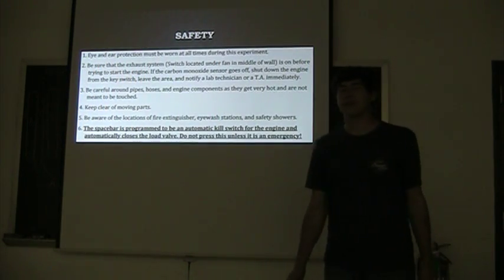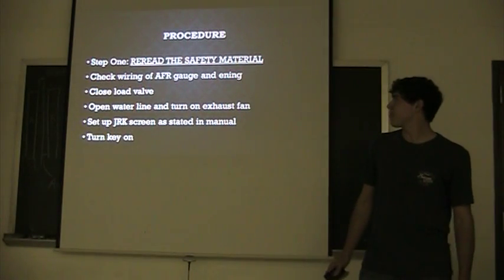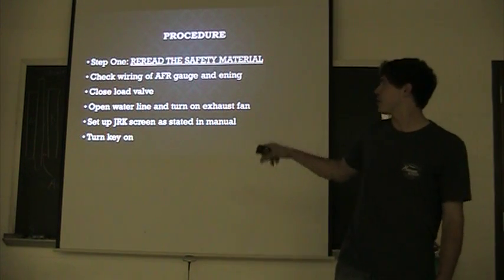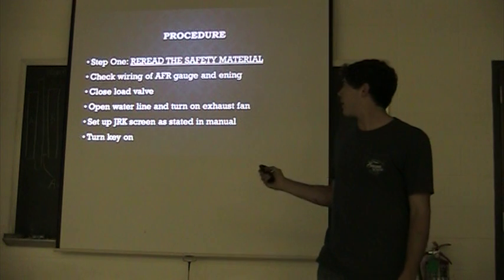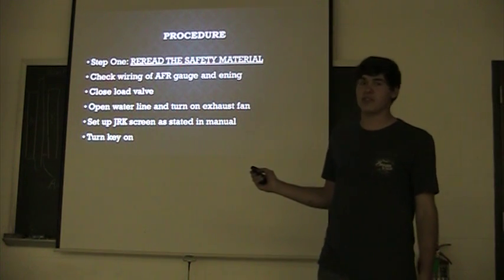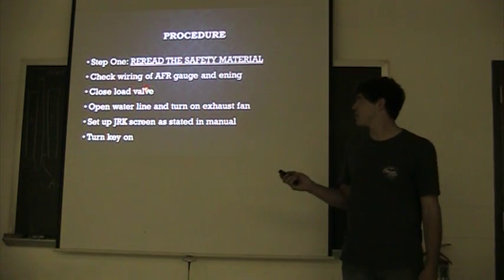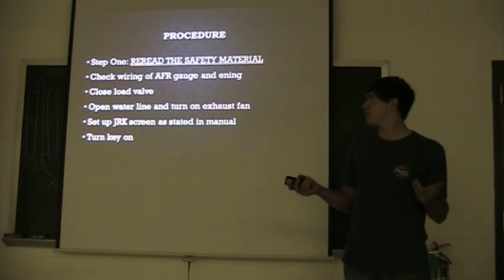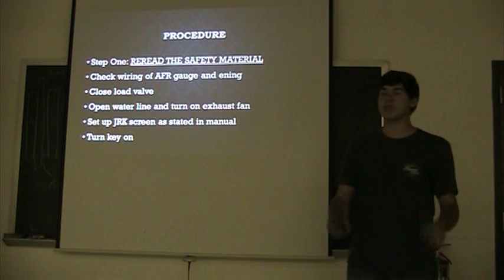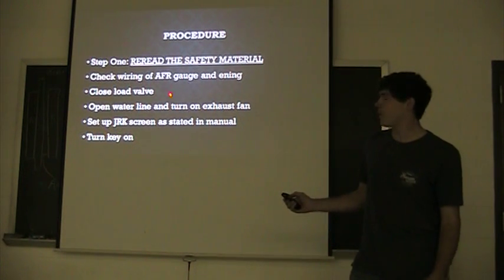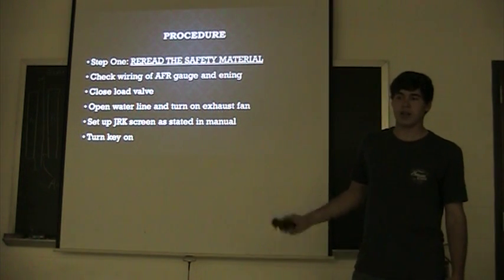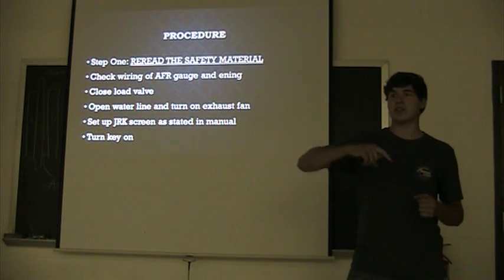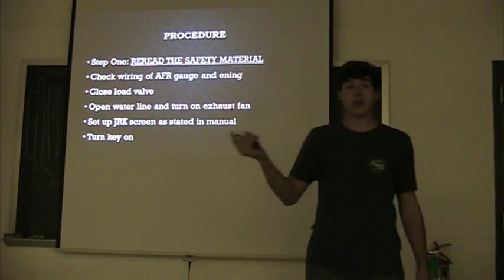It's not that bad. So the procedure, it's very long. It would be 10 minutes and stuff to talk, so we'll skip over parts of it and do it in the lab. But we're going to reread the safety instructions, and then we'll check the wiring. There's an AFR gauge, which is the air fuel mixture gauge. Tells you how complete your combustion is. And we're going to check the wiring of that, check the load valve and the water lines, make sure they turn the exhaust fan on so it gets the exhaust and the carbon monoxide and dioxide out of the room.